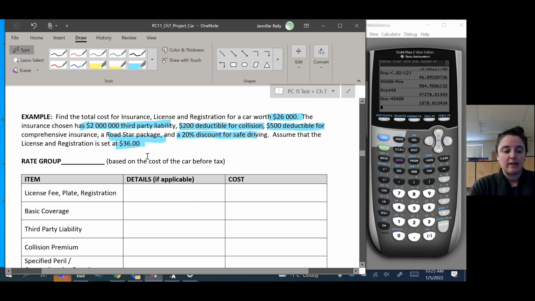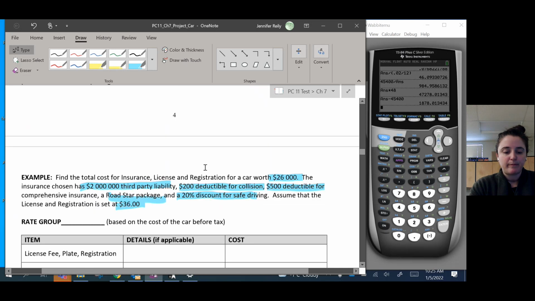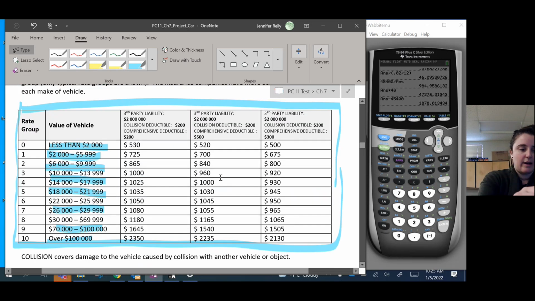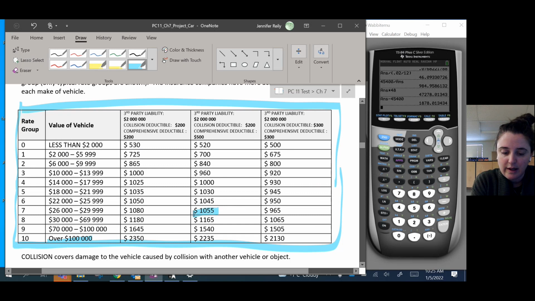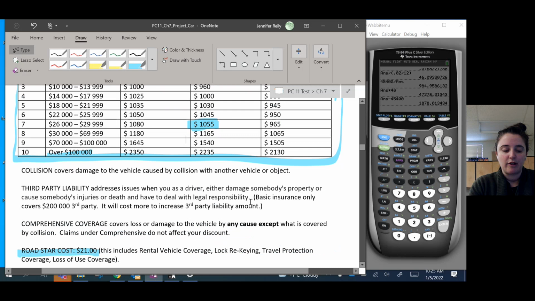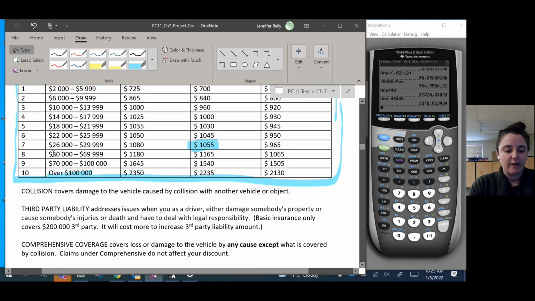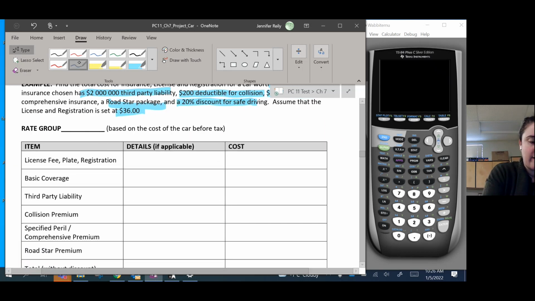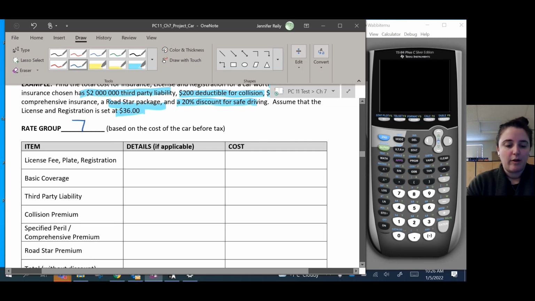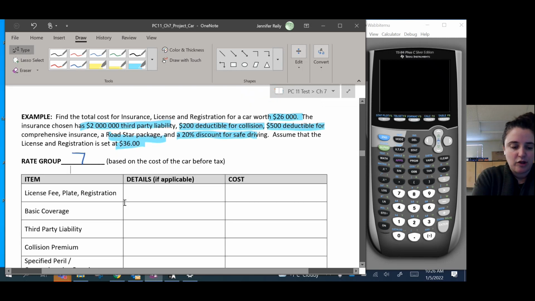Okay, so we're going to fill out all of this stuff. First, we have to figure out which group we're in on this table here. So it's a $26,000 vehicle, so we are going to be in this row 7, and looking for the deductibles that match, we're going to be this one here, $1,055 for our optional coverage. And we're in group number 7. Let's keep that in our head here. Rate group 7. Okay, so license fee and plate registration, that was told in the question, $36.